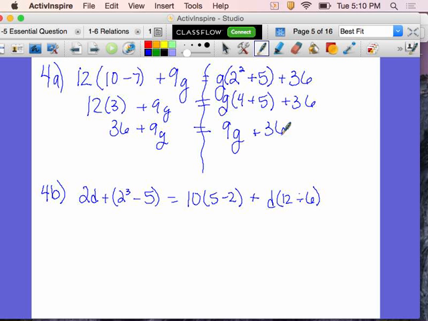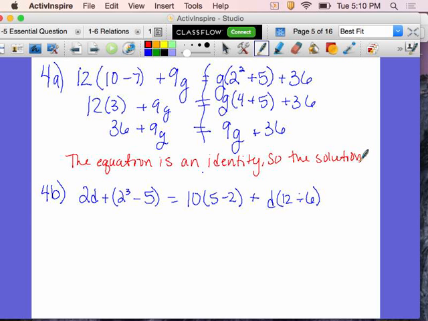And if you recognize right here that this is an identity, then you can stop and say that they're all real numbers because it's an identity. So you would have to write that in your answer. So the equation is an identity, so the solution set is all real numbers.